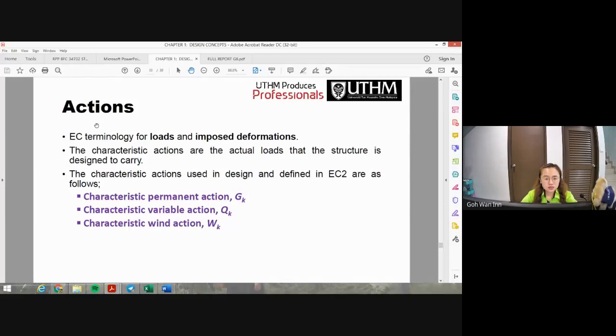So, actions: just now I explained the terminology for the Eurocode. For loads and imposed deformations, the characteristic actions are the actual loads that our structure is designed to carry. The characteristic actions used in the design and defined in Eurocode 2 are as follows. We have the characteristic permanent action, which is Gk. You need to remember G is for permanent, and k is for characteristic load. Then the characteristic variable action is Qk. If you have wind load, then the wind action is Wk. These are the characteristic loadings.